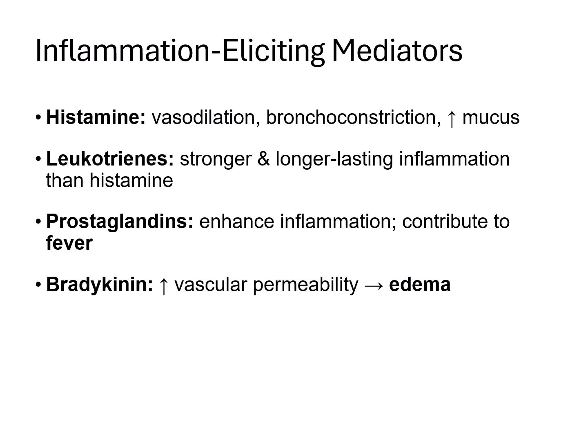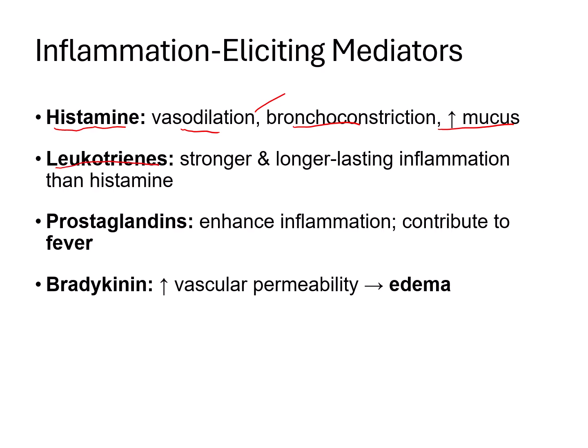All right, so our last group of chemicals are the inflammation-eliciting mediators. Our inflammation-eliciting mediators, their goal is to amplify inflammation. So these include histamine, which causes vasodilation, bronchoconstriction, and an increase in mucus production.